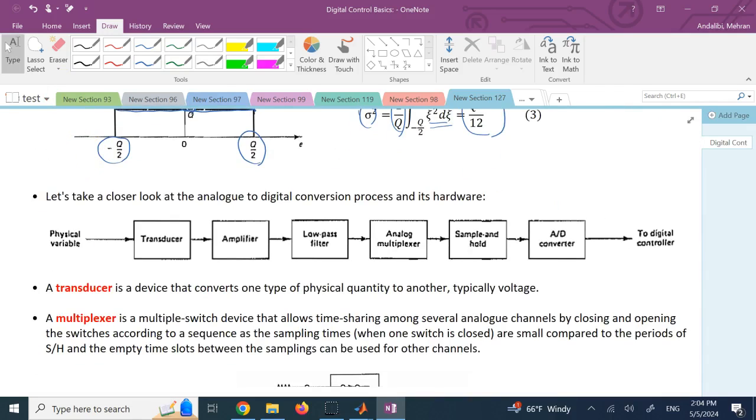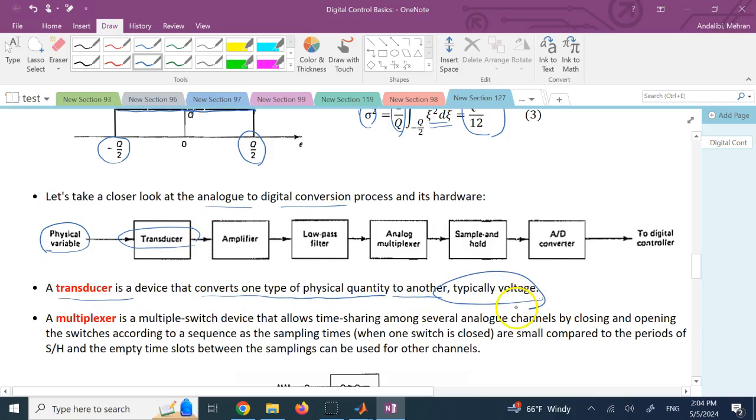Now let's look at some other components that you need when you go from an analog signal to a digital one. So the first thing you do when you have a physical analog signal, you have to measure it, you have to sense it, and that is done by a sensor, or in general, you might call it a transducer. What is a transducer? A transducer is a device that converts one type of physical quantity to another, and most of the time the output of a transducer is a voltage.